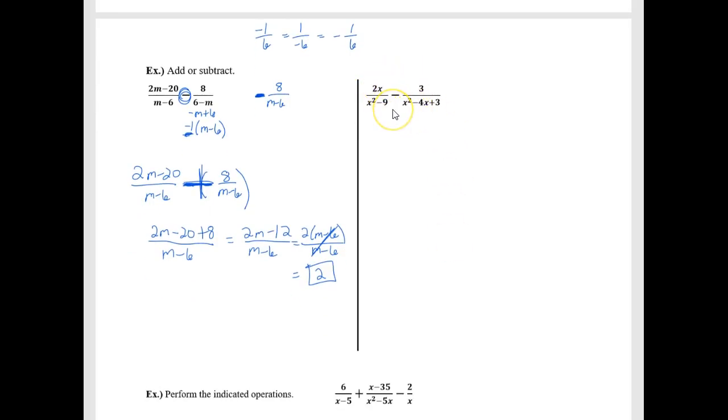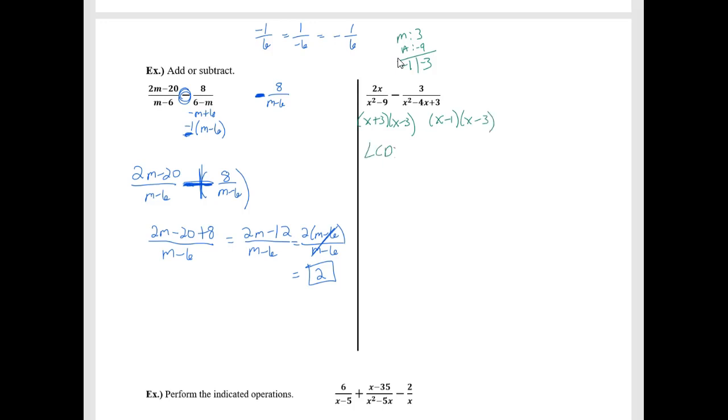Let's look at the next example. Factoring the denominators first. X squared minus 9 is a difference of squares. It goes into x plus 3, x minus 3, right? Difference of squares factors into conjugates. The expression on the right, we're looking for factors that multiply to 3 and add to negative 4. The only factors of 3 are 1 and 3. If they're both negative, they will add to negative 4 and multiply to a positive 3. So x minus 1, x minus 3.